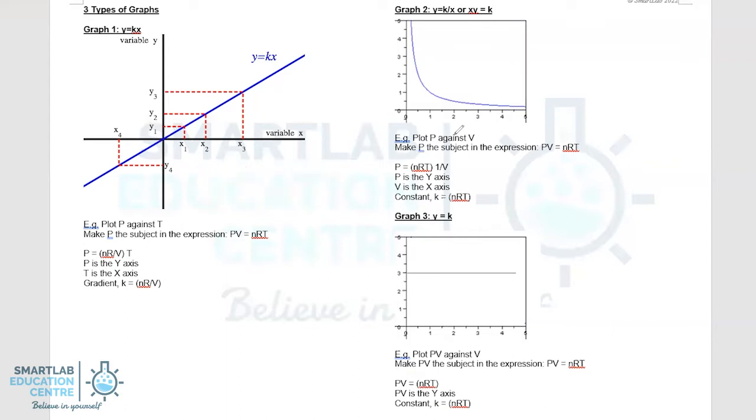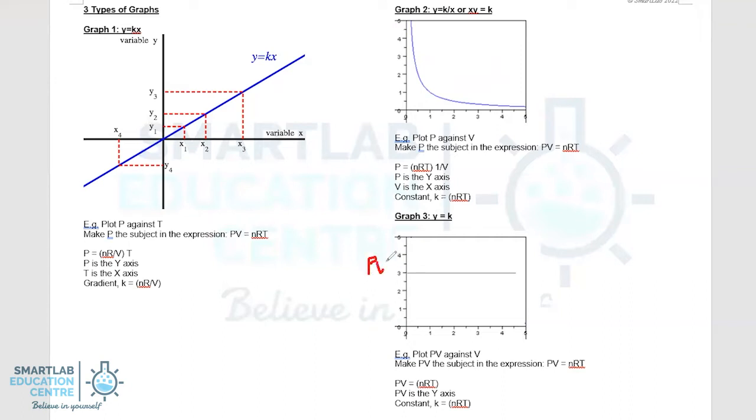The second graph that we look at is if you were to plot P against V. In this graph, it will be the same as xy equal to k. Certainly, as the temperature increases, or the number of moles increases, the graph will move outwards as sketched.